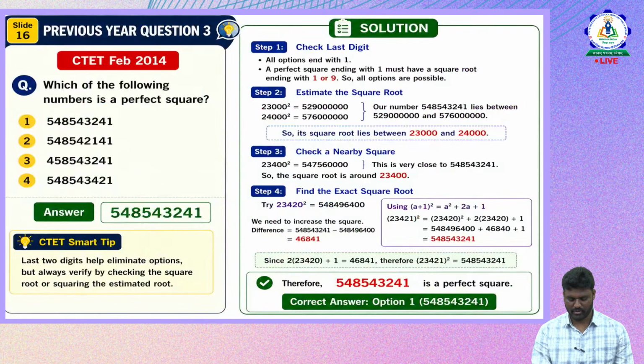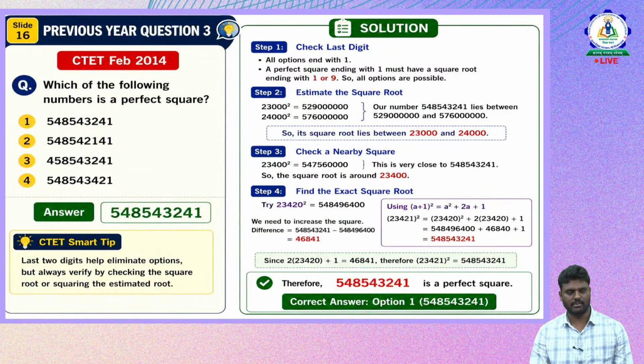Okay, now the next question: which of the following numbers is a perfect square? The options given are 548541, 548541, 458543241, and 548543421. There are large numbers given, and we need to see which number is a perfect square.